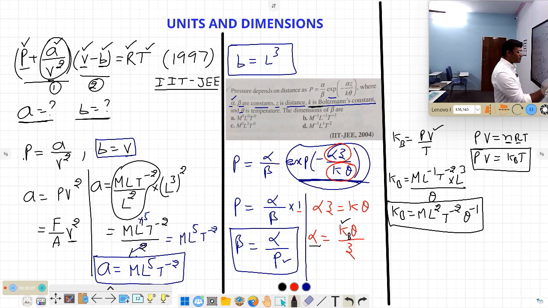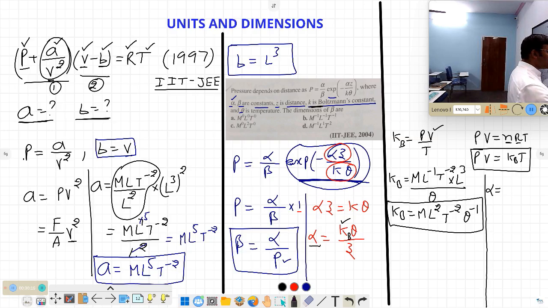Now substitute that kB value here, and then you are going to get the alpha value. Alpha is equal to k, whose dimension is M L square T minus 2 theta minus 1, into theta by z. What is z? In the question it is very clearly given that z is distance. Distance we always measure in terms of length L. So here I can cancel certain terms: theta minus 1 and theta cancel, and one L cancels. So the remaining alpha value is equal to M L T minus 2.